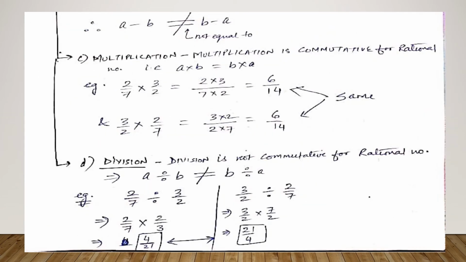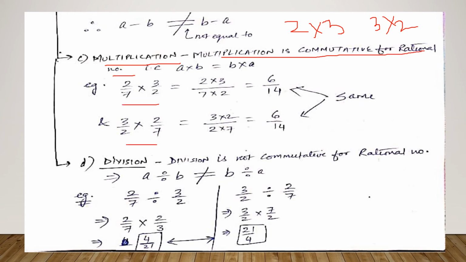Now multiplication, same thing we have studied. 2 into 3 is the same as 3 into 2. So here also there is no effect of changing the order. So we can say multiplication is commutative for rational numbers. You can see the examples I have written over here. Just multiply them and you will find you get the same answer. You can pause the video and try this anytime.